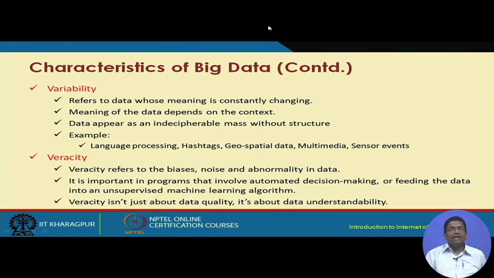Then we have variability, which refers to data whose meaning is constantly changing. The meaning of the data constantly changes depending on the context.